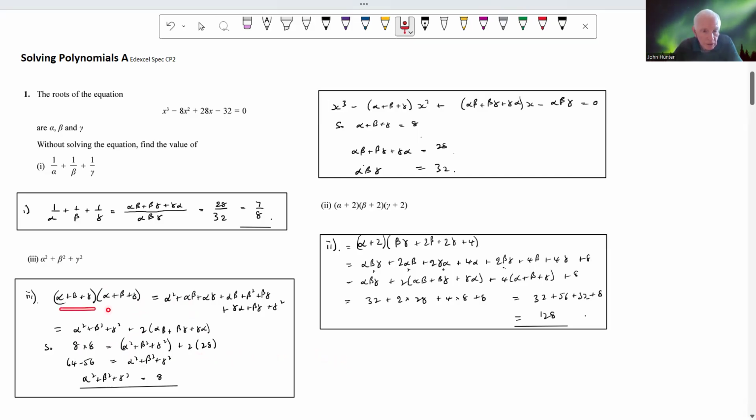so in other words, this, which is 8 squared, 8 times 8, is going to be equal to the thing we want, plus 2 times this we know, which is 28 from up here. Okay, so if we just reorganize that, make that explicit in the expression we want to find, then that's going to give us alpha squared plus beta squared plus gamma squared equals 8. So I think that's probably self-explanatory.